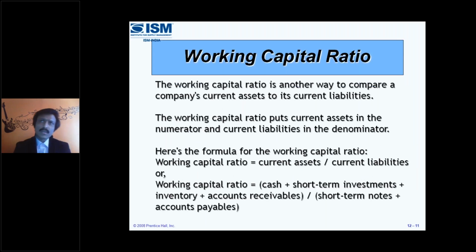There is another performance metric used in working capital. We saw current assets minus current liabilities: positive is good, negative is bad. And then the working capital ratio, that is your current assets divided by current liabilities. If the ratio is 1, that means your assets are equal to liabilities. Okay, you are not making any profit, but yes, you are just sustaining yourself.